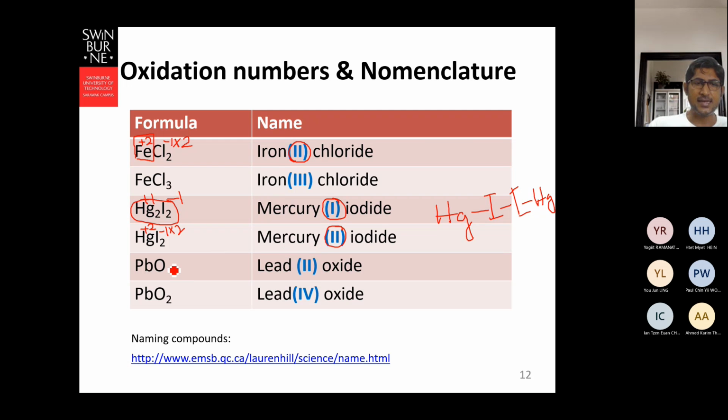Lead oxide. Here, lead is +2 and oxygen is -2, right? Same goes for oxygen: -2 times 2 is equal to 4. So it should be +4 lead. So this 4 is here, right?